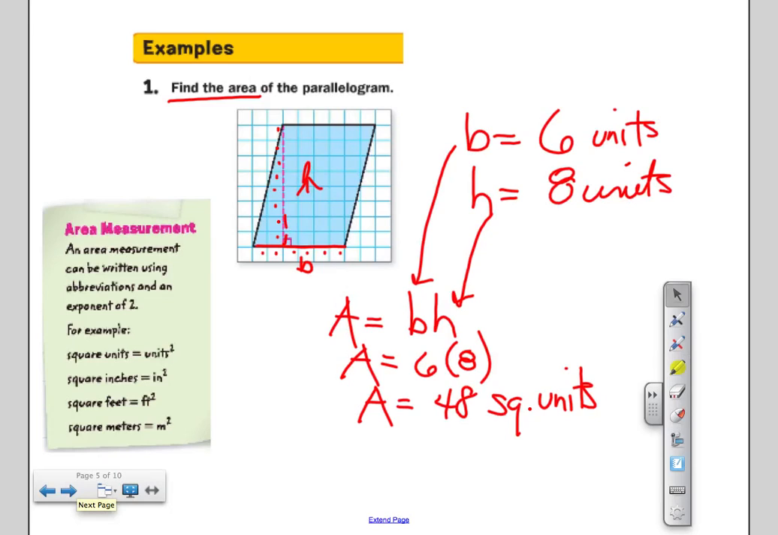Over here you'll notice it talks about area measurement. Area measurement can be written in abbreviations. Square units can be written as units squared. Square inches can be written as inches squared, and feet squared, and so on. So you get the idea. All right.